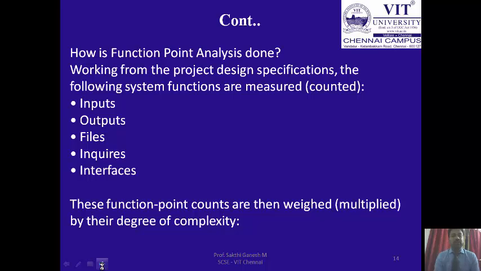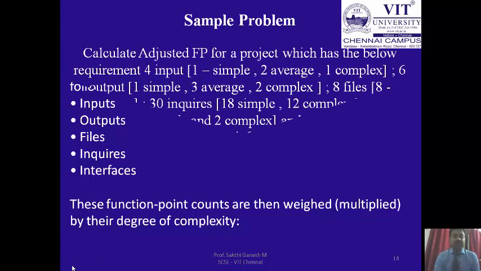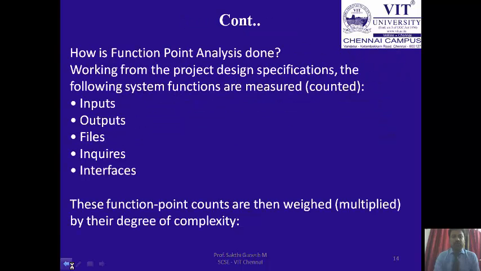How is the function point analysis done? Working from the project design specification, the following system functions are measured. Once we have a project, we will be finding the inputs, outputs, files, inquiries, and interface. So we divide the project into these factors: inputs, outputs, files, inquiries, and interface.